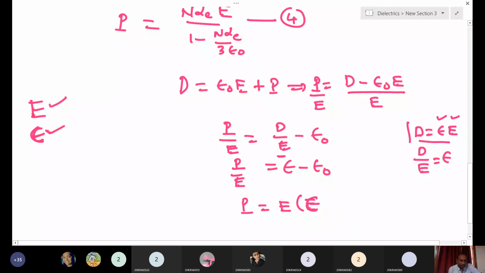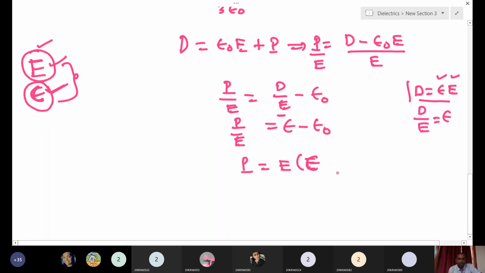So whenever you solve this problem, whenever you are writing the exam, E means you write like this, capital E. This is electric field. Okay, this epsilon is permittivity of medium. Careful with these two terms. So here we are writing E into epsilon minus epsilon naught R.